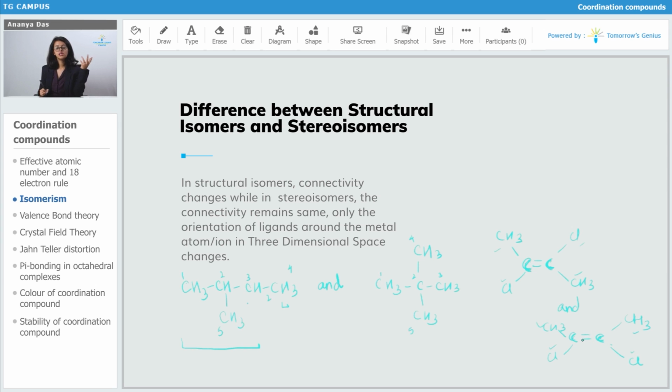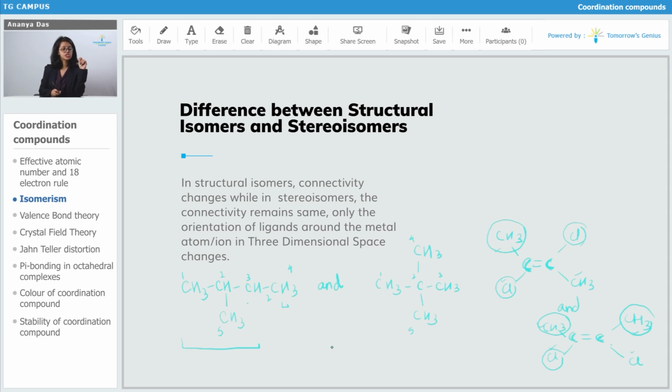What has changed? The orientation of the molecules in space has changed. This CH3 was surrounded by one chlorine from this side, one chlorine from this side. Now this CH3 is surrounded by one chlorine from here and one CH3. So its surrounding has changed and its orientation has changed. So that is what is changing. That is the difference between structural isomers and stereoisomers.